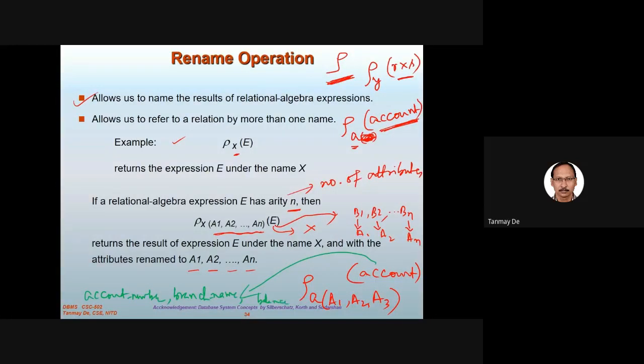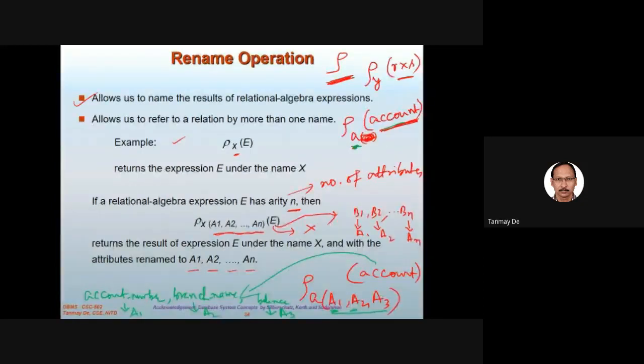Okay, so if we write the attribute names here at the time of renaming, this account number is known by another name, A1 attribute, this is A2 attribute, and this is A3 attribute. If you have not mentioned the attribute names here, then the same attribute names of the account are considered in case of A also. What is A? A is basically the account relation. That is, the account relation has two names, account and A.